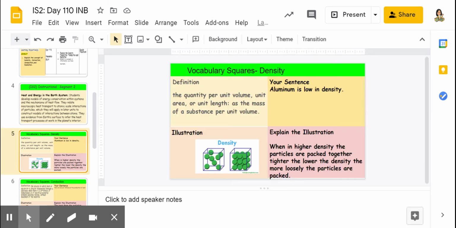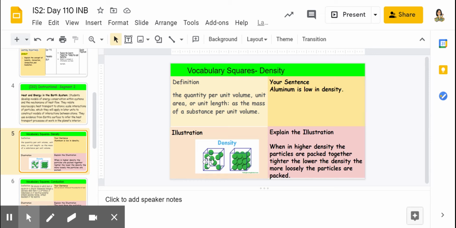So for vocabulary words, for density, the definition is that density is the quantity per unit volume. It's the unit area or unit length as mass of a substance per unit volume. So aluminum is said to have a low density. So this is the illustration.